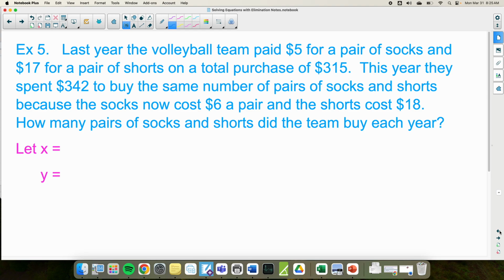Alright, so last year the volleyball team paid $5 for a pair of socks and $17 for a pair of shorts on a total purchase of $315. This year they spent $342 to buy the same number of pairs of socks and shorts because the socks now cost $6 a pair and the shorts cost $18. How many pairs of socks and shorts did the team buy each year? So let's have X be socks, and then Y be shorts.